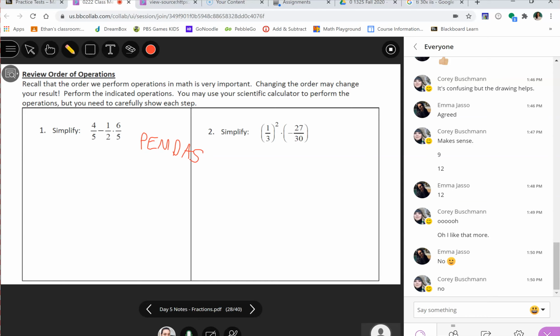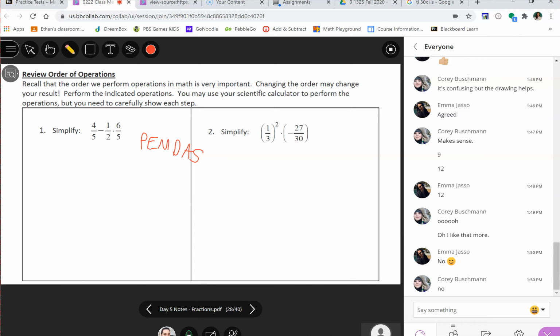But there's a page in your notes that talks about how to add fractions by hand, how to subtract fractions by hand, how to multiply and divide fractions by hand. I will never ask you in this class or the next class or the next class to ever do a fraction by hand. You will just use your calculator. However, you do need to show the steps of order of operations. So when you read your expression, follow PEMDAS, but use your calculator to actually do the calculations.